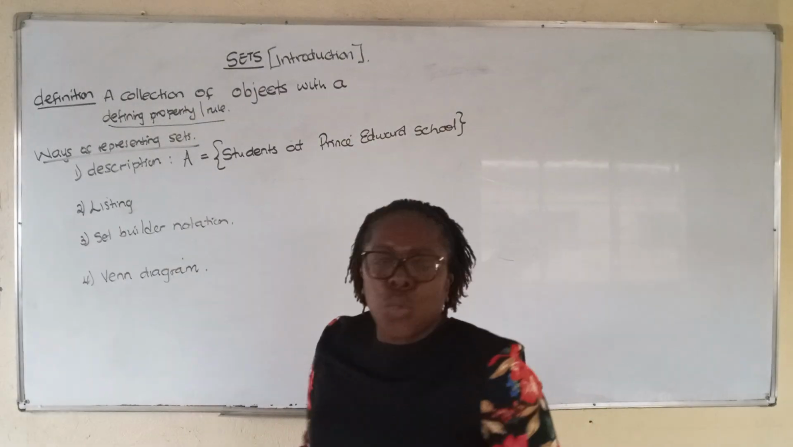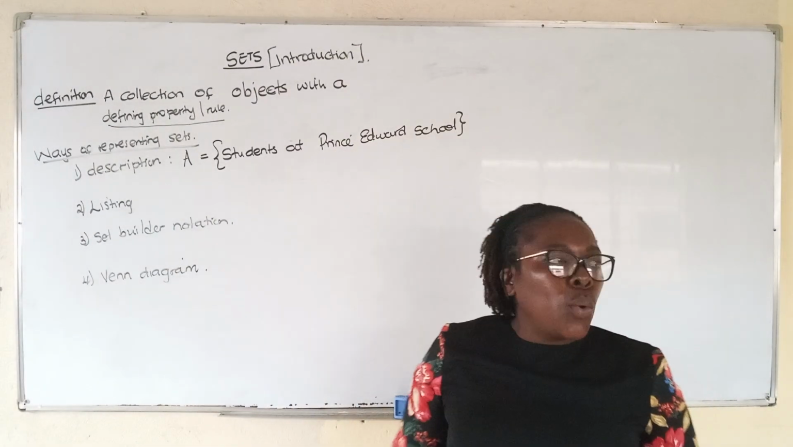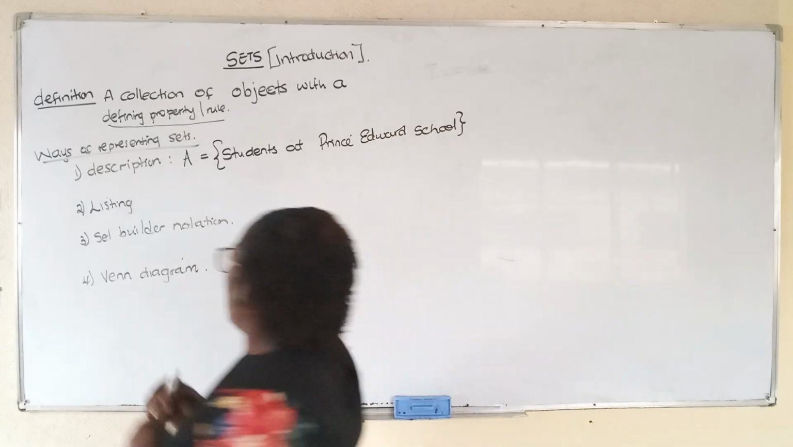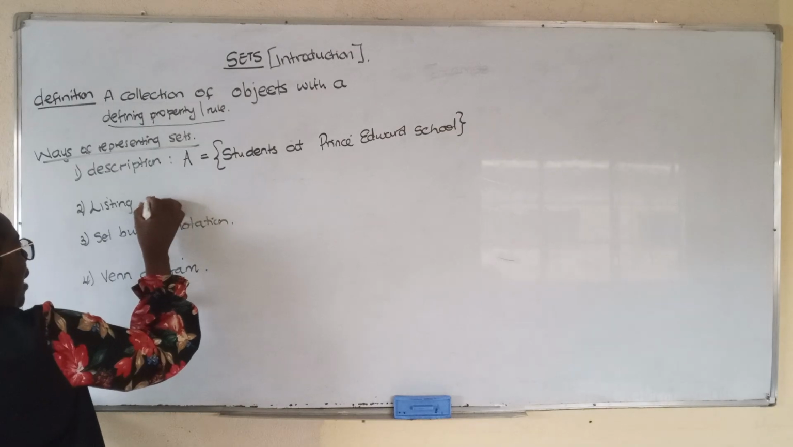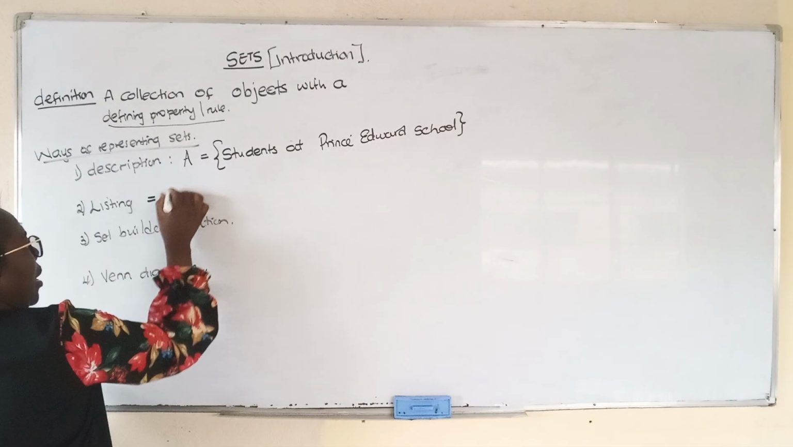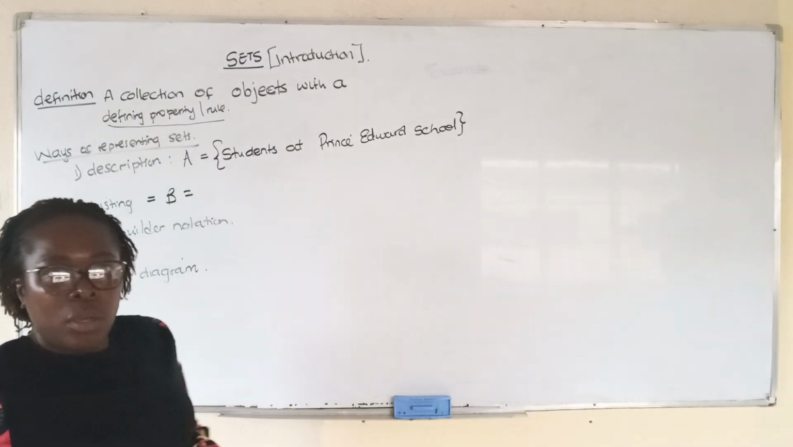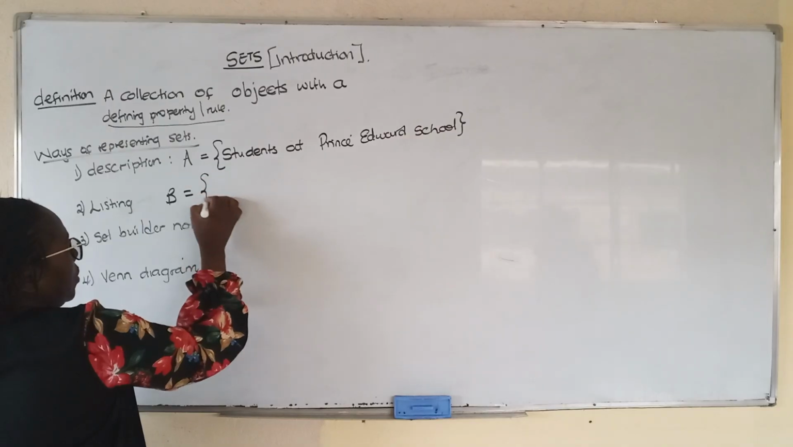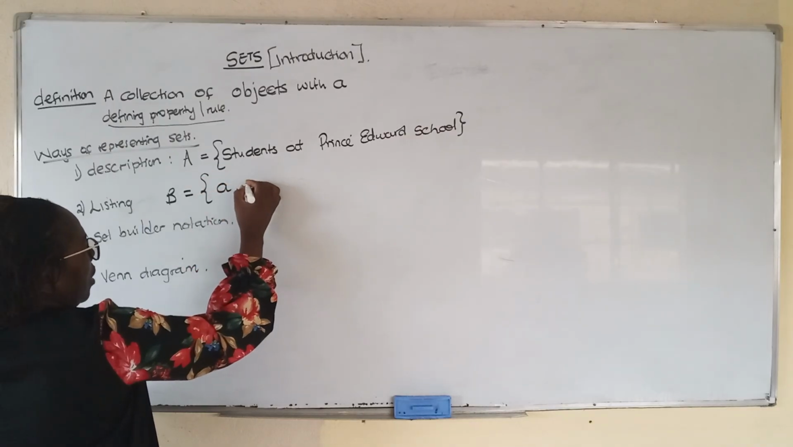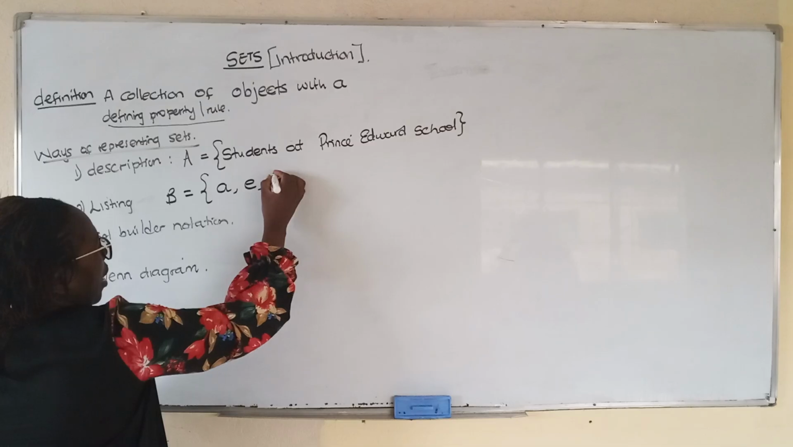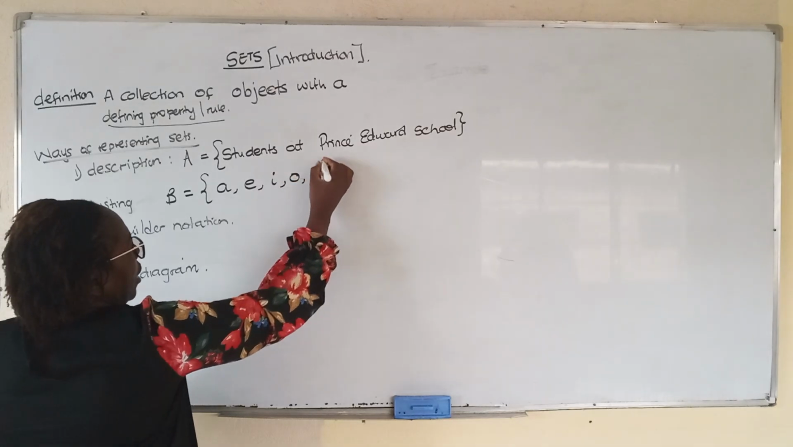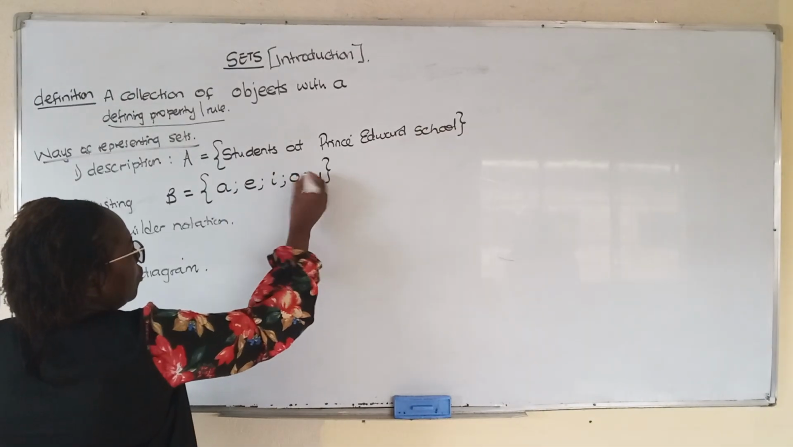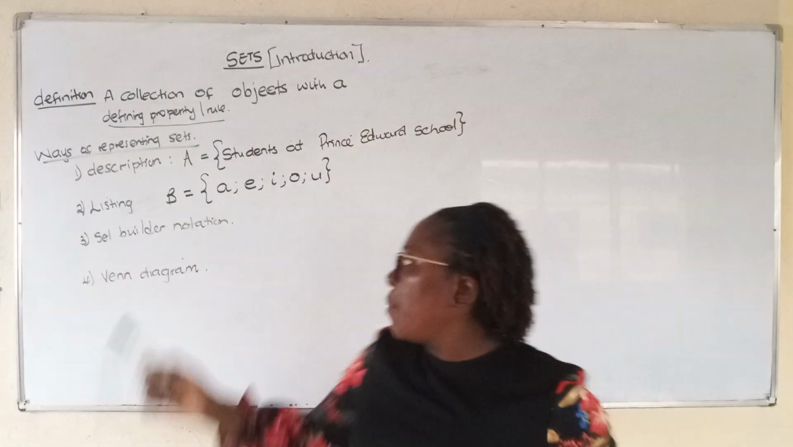Now the second way is when you list. When you list sets, you are listing each element of a set, all the elements in a set. So this is how we list elements of a set. Let's say that B is the set of vowels. So it means that B is equal to the set of A; E; I; O; and U. We have listed the elements and we like to separate them with a semicolon. So this is the method of listing.